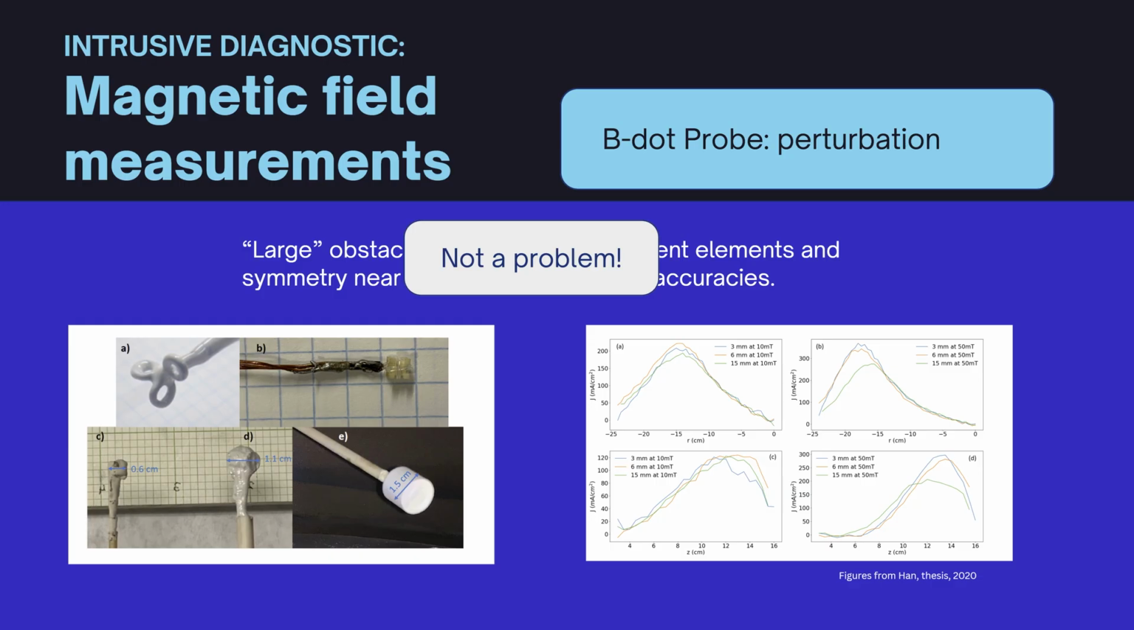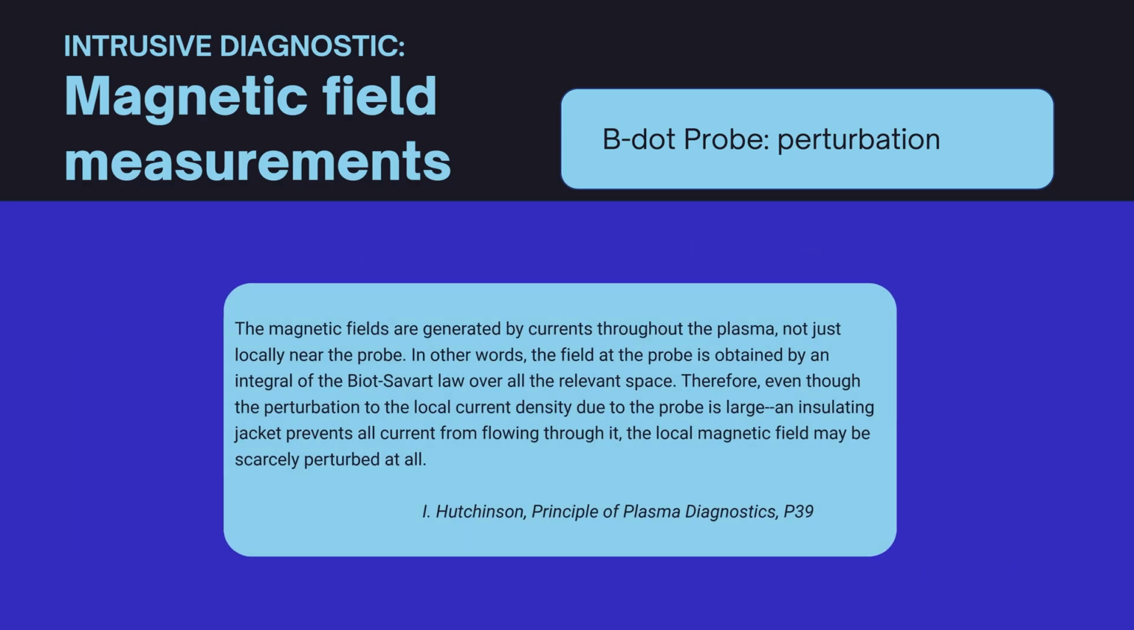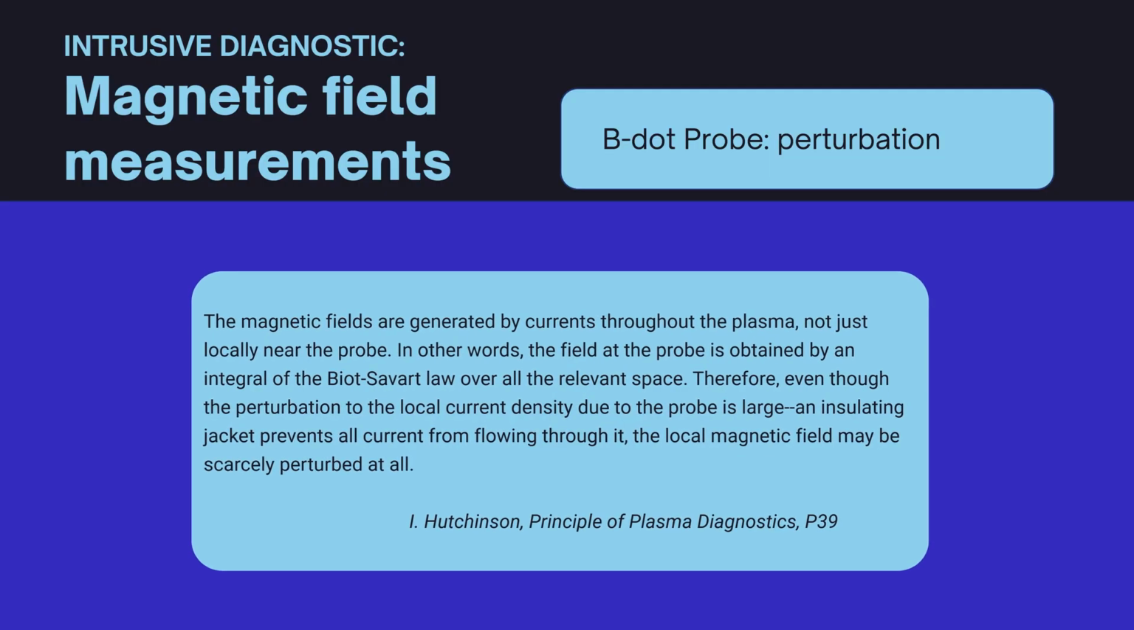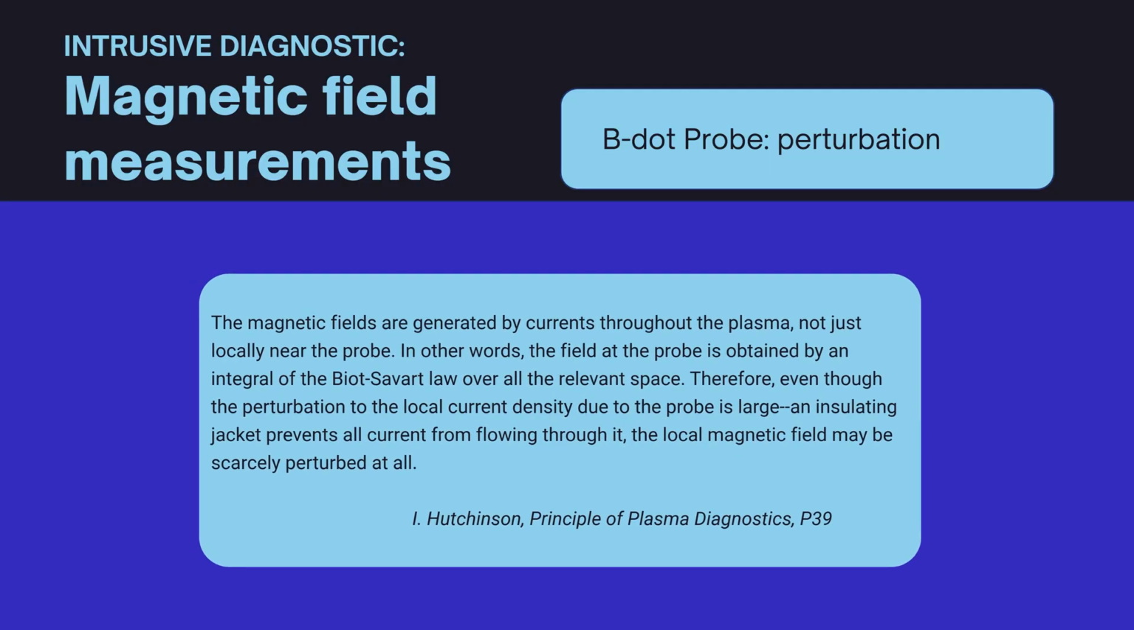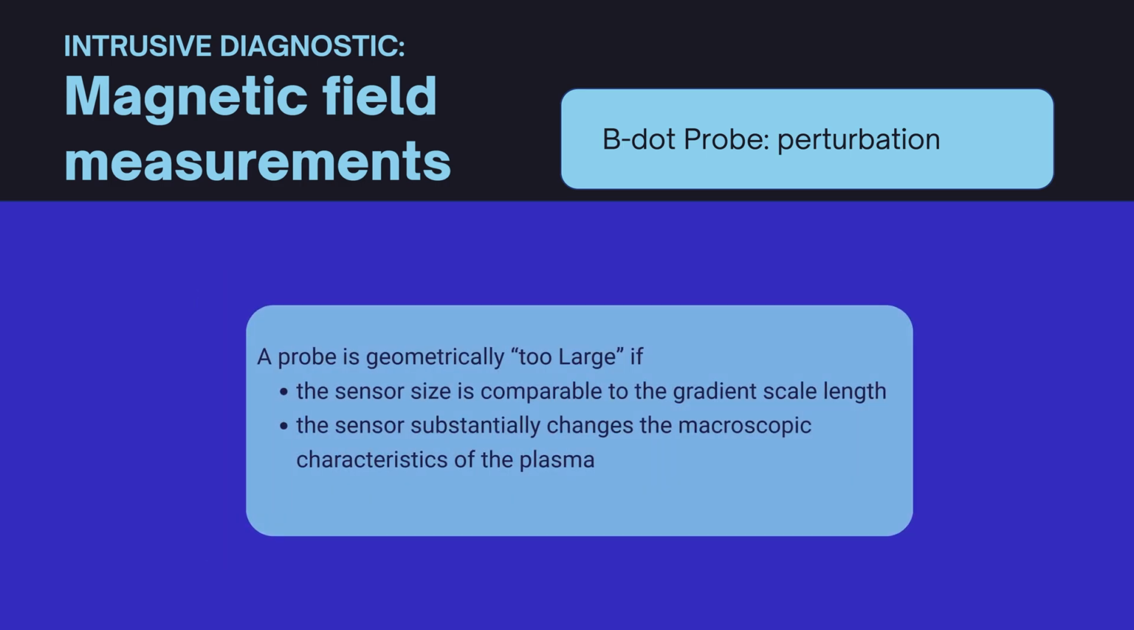Ian Hutchinson has a good explanation in his book about this result. The magnetic fields are generated by currents throughout the plasma, not just locally near the probe. In other words, the field at the probe is obtained by an integral of the Biot-Savart law over all the relevant space. Therefore, even though the perturbation to the local current density due to the probe is large, an insulating jacket prevents all current from flowing through it. The local magnetic field may be scarcely perturbed at all.